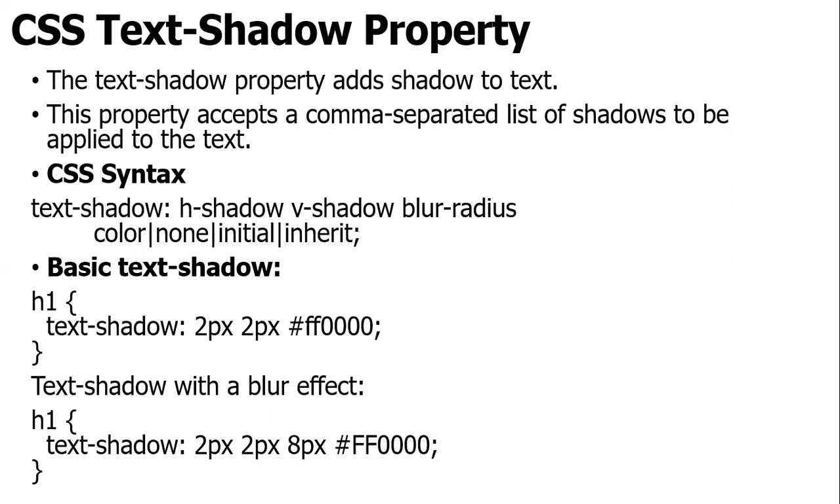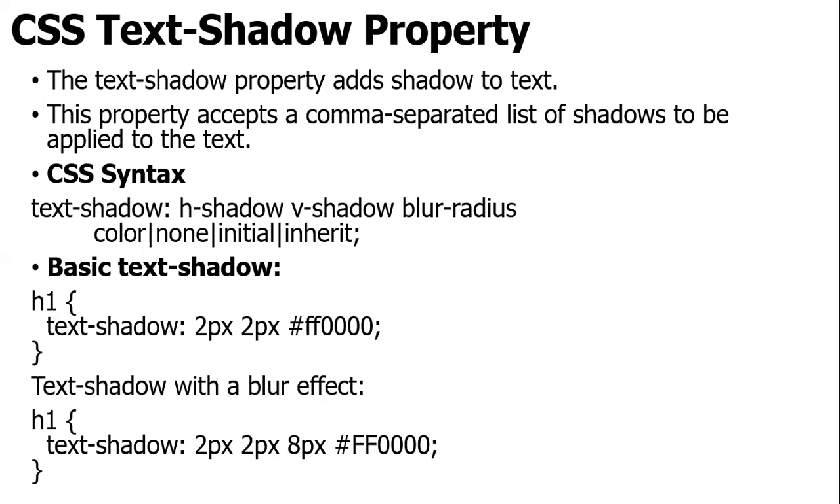The syntax of CSS for the text shadow property is text-shadow. This is the keyword, and then h-shadow means horizontal shadow, v-shadow means vertical shadow, and blur radius. If we need any blur effects, we can give a blur radius, and then color. Whatever color we want to display the content in, we can give the color, and if we give none, by default it will be in black color. Initial, inherit. I have given some sample programs here.